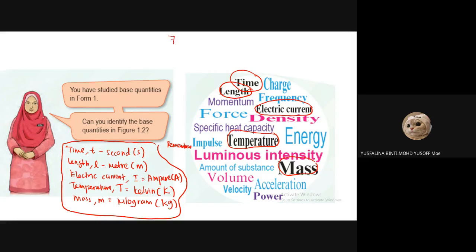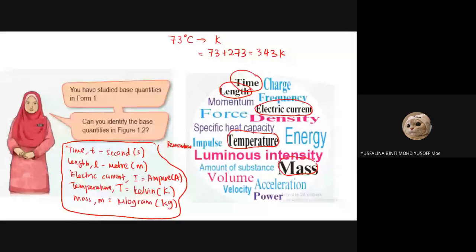So let's say I want to change 73 degrees Celsius to Kelvin. What you have to do is add 273, so you get 343 Kelvin. So if you want to change from degrees Celsius to Kelvin, you just add 273. And from Kelvin to degrees Celsius, you have to minus 273.